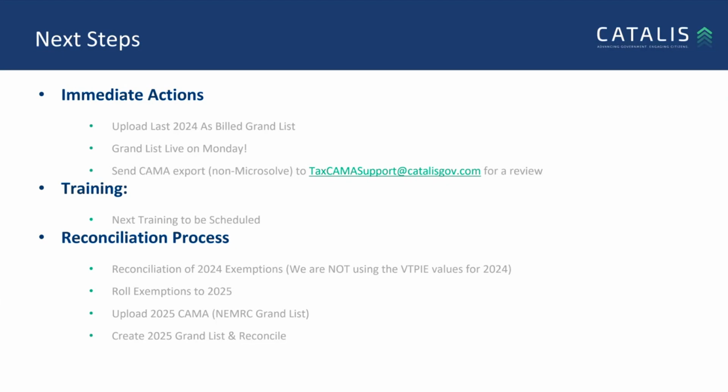Then you can roll to 25, upload a 25 CAMA. If you're using NEMRC, you do that right from the grand list. And then we'll make a grand list in VTPIE, reconcile the exemptions. And remember, 25 exemptions are starting with whatever the end of your 24 is. So you might need to add a couple of exemptions, subtract a couple to get the ones that you might have already been working on in your NEMRC grand list for 25. So once that's all trued up, you're ready to go. You're ready to move forward with your 25 grand list.